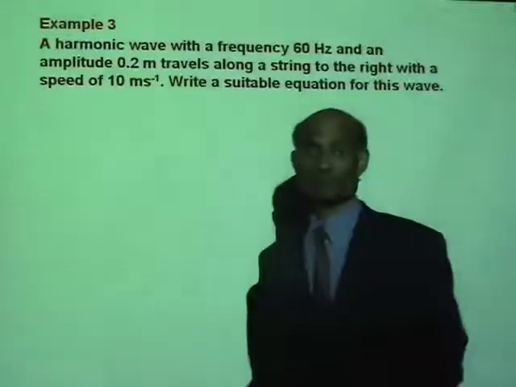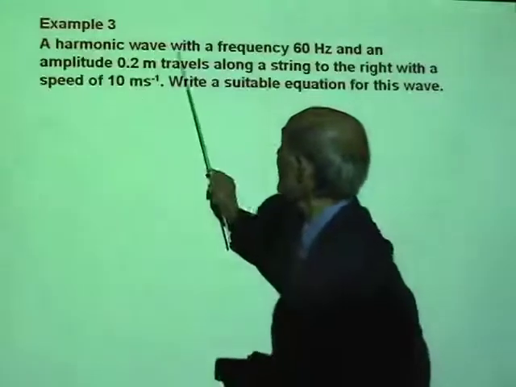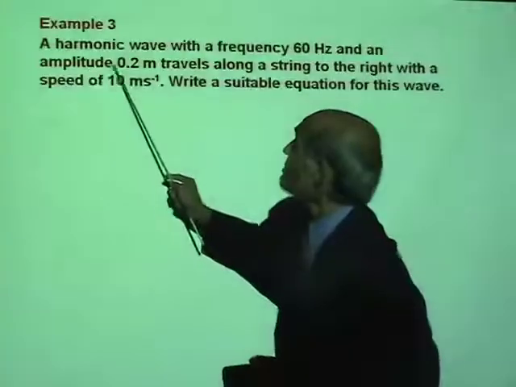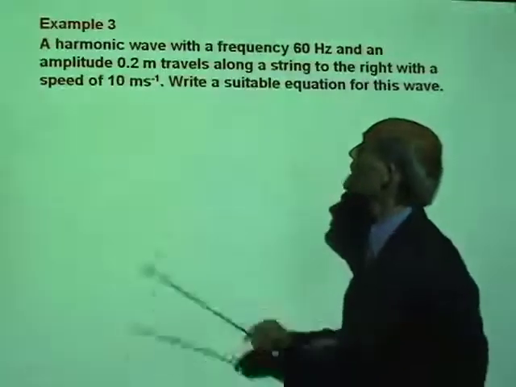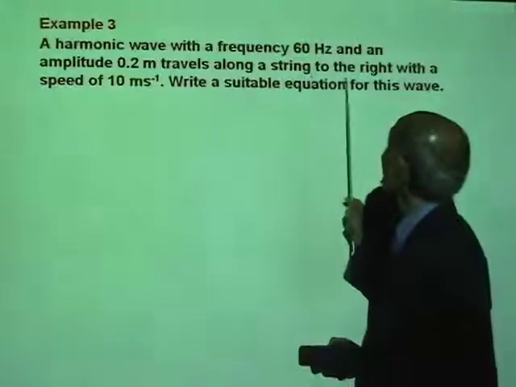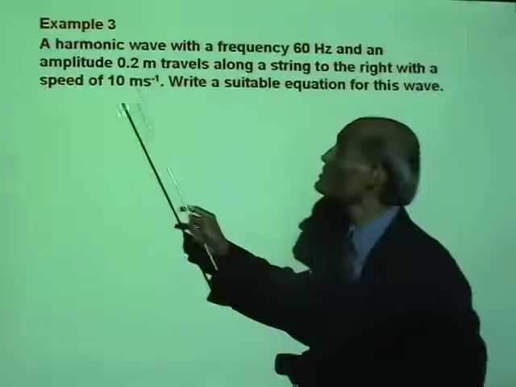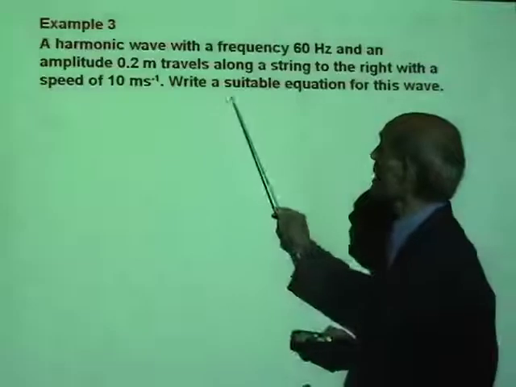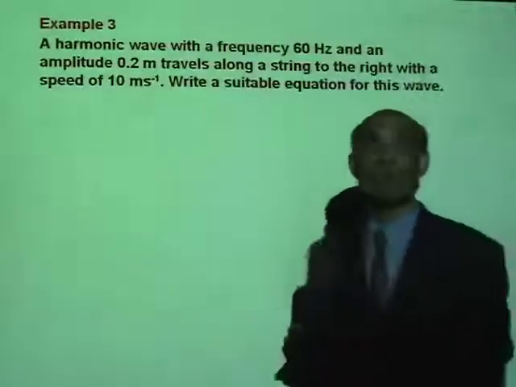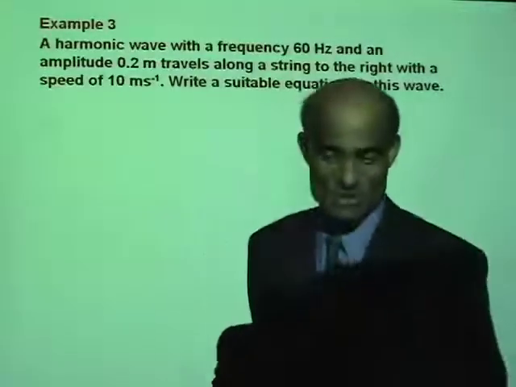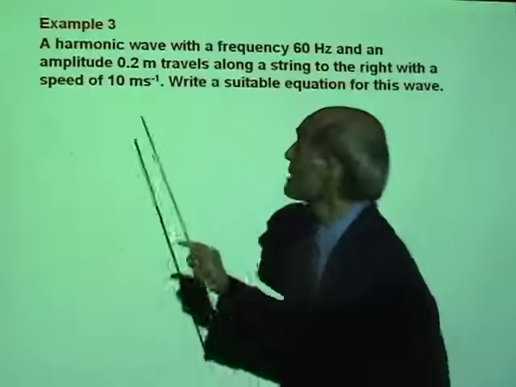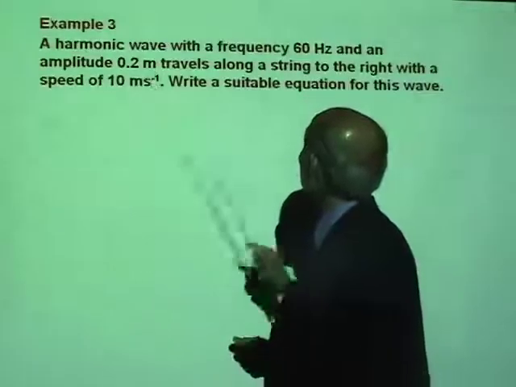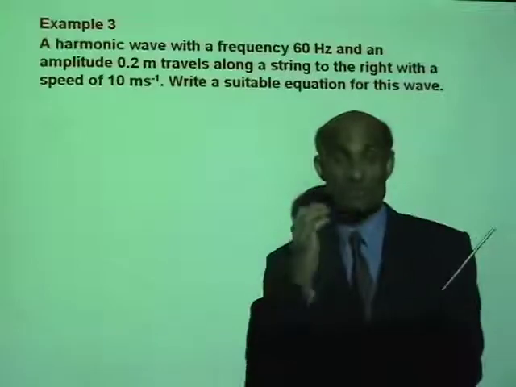Another problem. A harmonic wave with a frequency of 60 Hz and an amplitude of 0.2 meter travels along a string to the right with a speed of 10 meters per second. Write a suitable equation for this wave. Well, you are given the speed of the wave, you are given the amplitude, you are given the frequency.